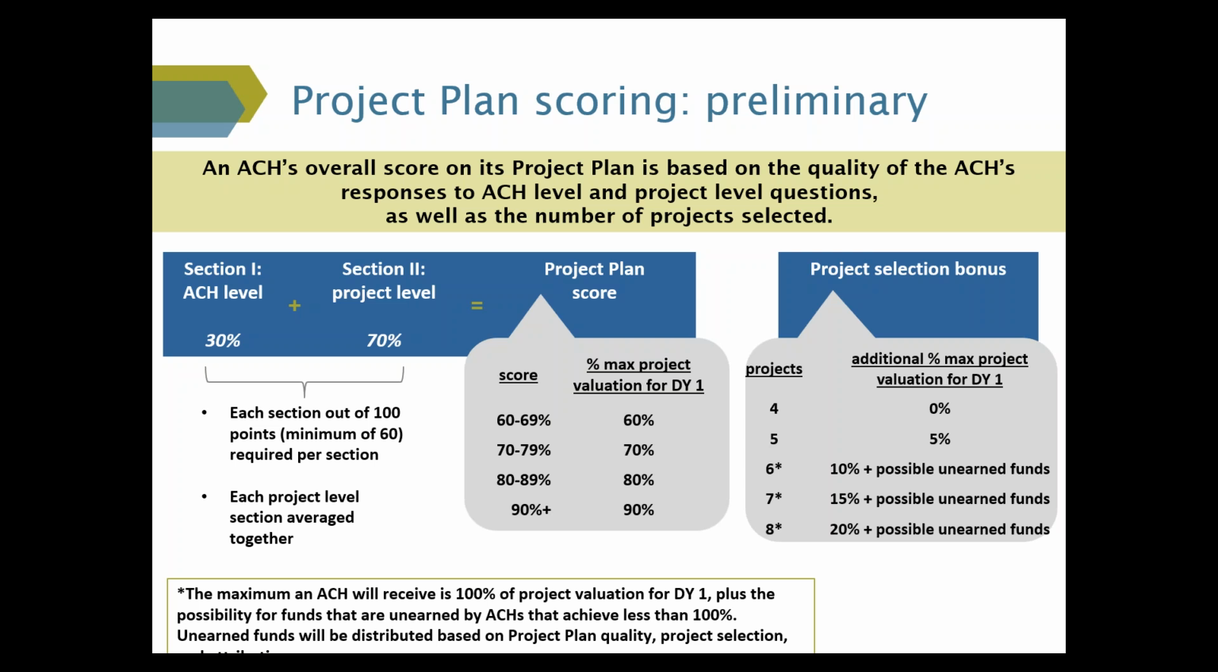So we're dealing with an overall set amount of dollars that are available by year for the demonstration, and we're dealing with a particular set of funds available by ACH that is distributed by Medicaid attribution, but overall that sets the overall pot. This project plan score helps to show how that valuation is earned based on the quality of the application, which responds again at that ACH level and a project level, and then in consideration of the number of projects being selected. So an ACH could earn up to its max valuation if it selects at least 6 projects, and between 6 and 8 projects could also have the opportunity to earn additional funds that have been unearned by other ACHs.